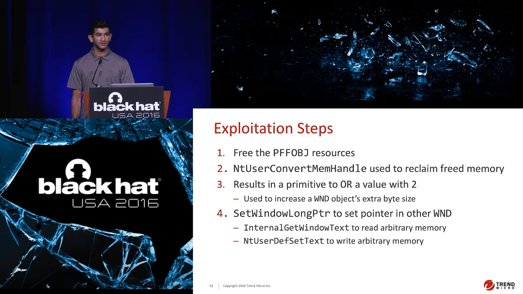But what KeenLab did is they used this to massively increase the size of a window object's extra byte size. So window objects have pointers to the window text, to their associated class, stuff like that. But in addition, you can have data that's specific to a given window, and that's controlled by the extra byte size. They use this to call setWindowLong pointer to modify the text pointer in an adjacent window. And then they just made calls to internal getWindowText and ntuserDefSetText to read and write memory, and then use the exact same trick of iterating through the process list and stealing a token to get code execution.